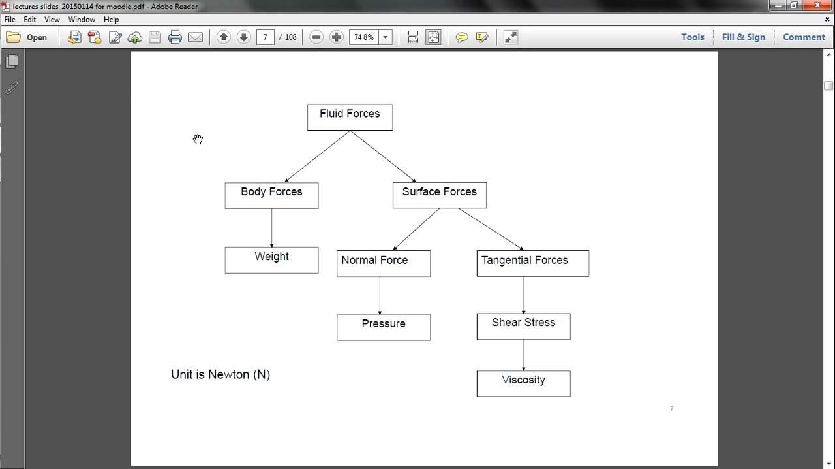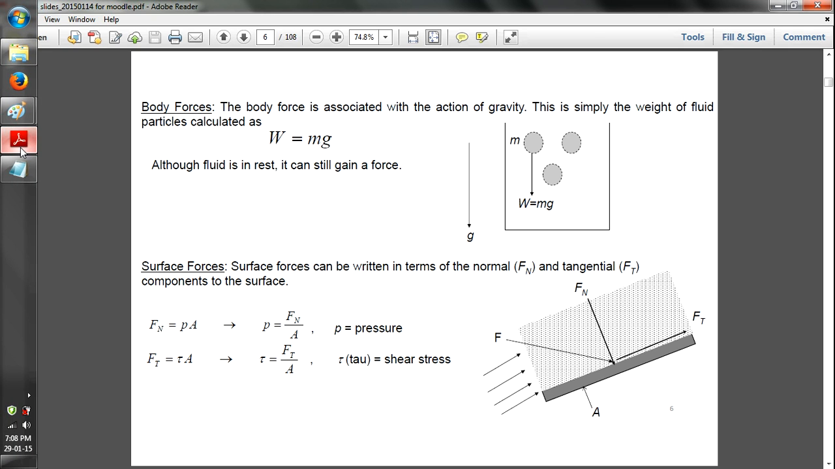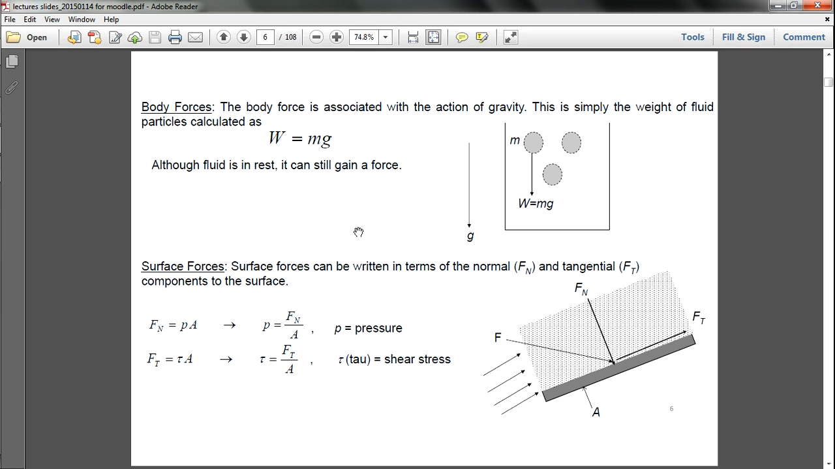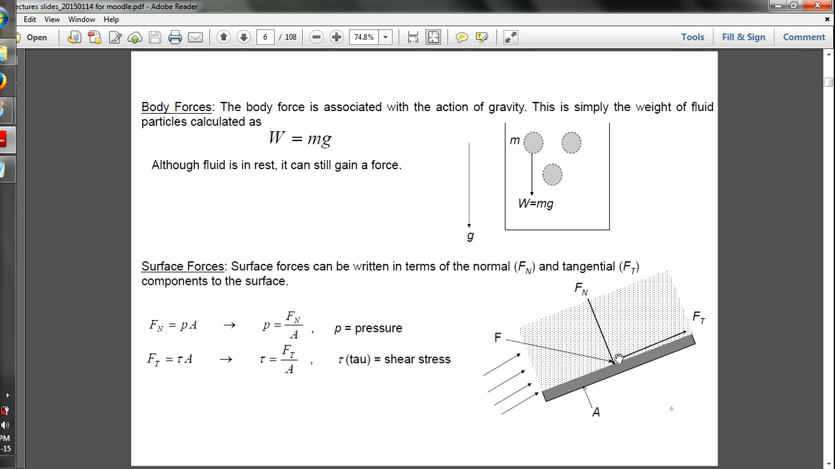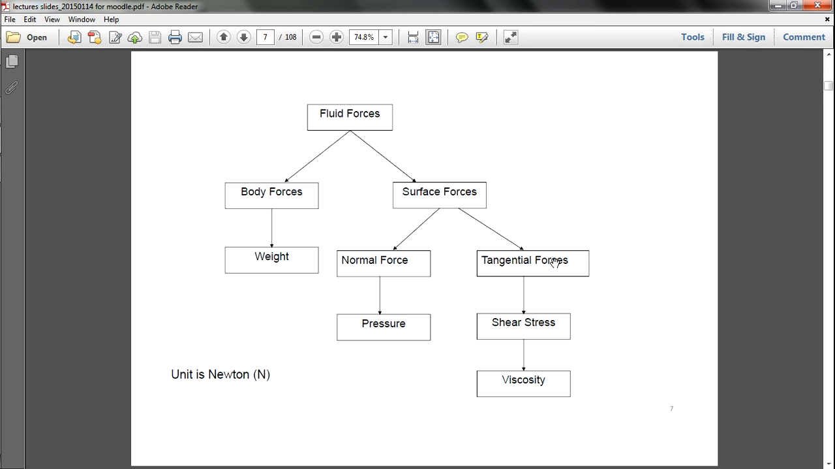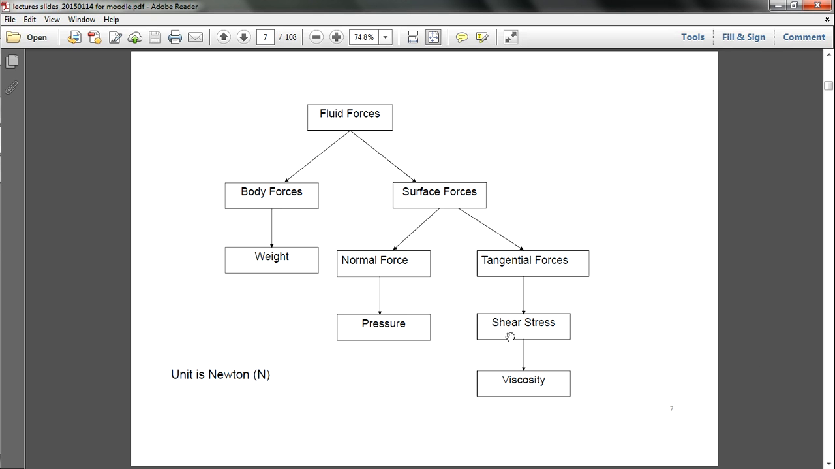And then to a clearer view, fluid forces comprise of body force, which as I say is W equals mg. Body force is just the weight of the fluid itself, that's all. And then it also comprises surface forces, which I said just now, the pressure and the shear stress. The pressure is the normal force, perpendicular to the surface, and the shear is the tangential force, which is parallel to the plate itself. So this is the shear stress.